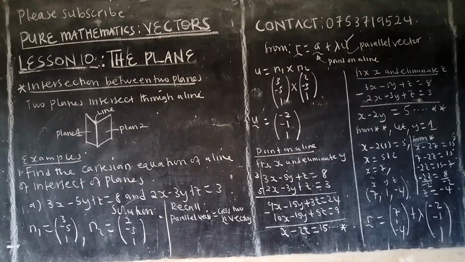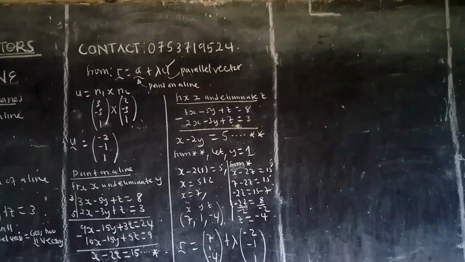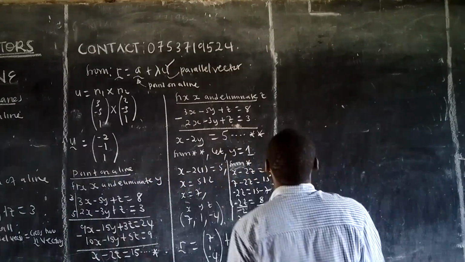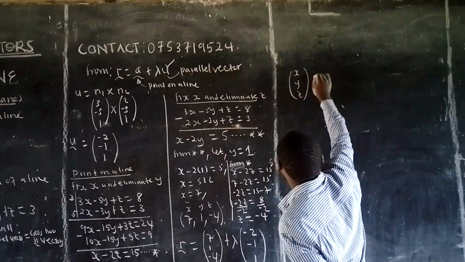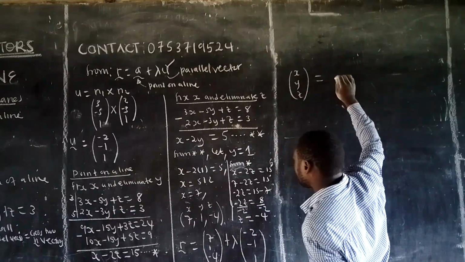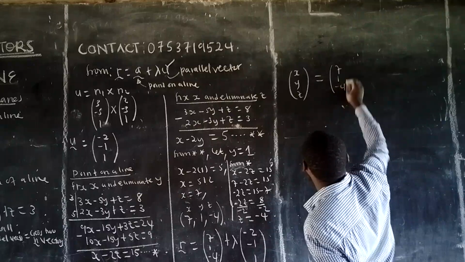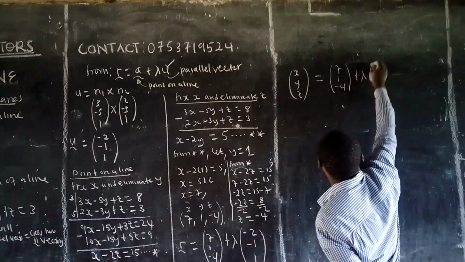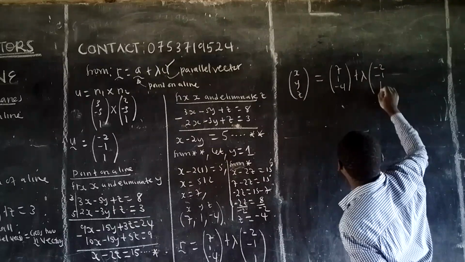So Cartesian equation, do you know how to convert to a Cartesian equation? Where we have the x, y, and z, they are like that. So from there, the Cartesian equation will be: r changes into x, y, z, and is equal to 7, 1, negative 4, plus lambda times negative 2, negative 1, 1.